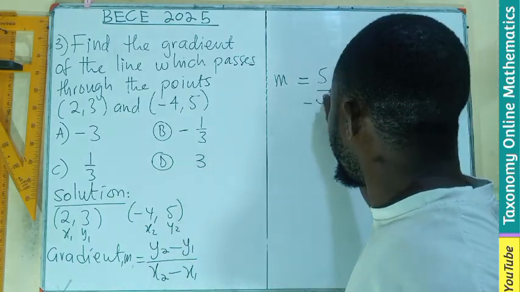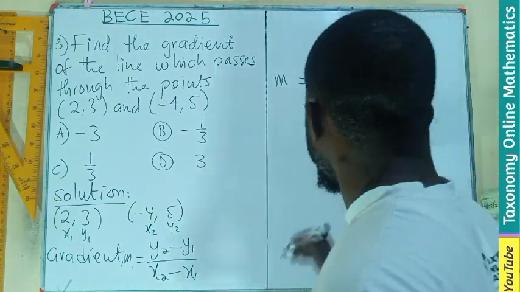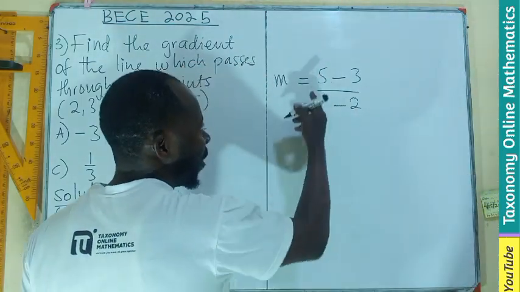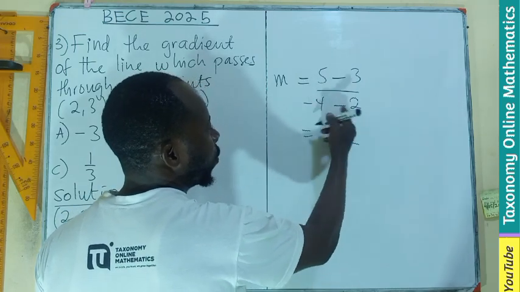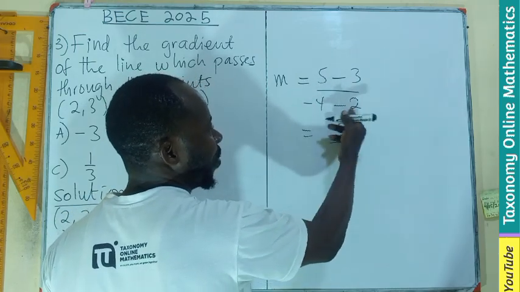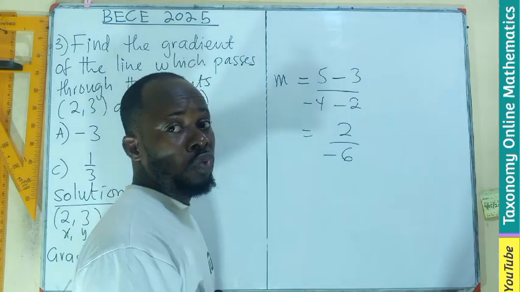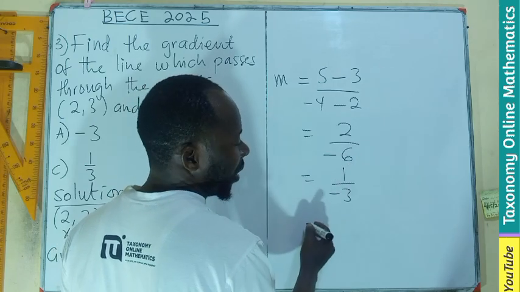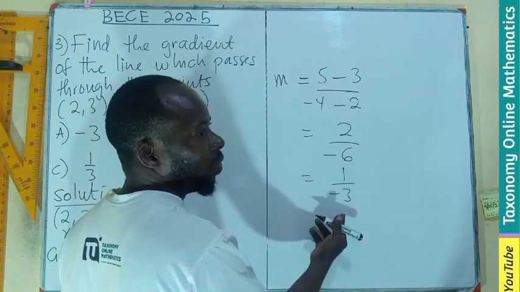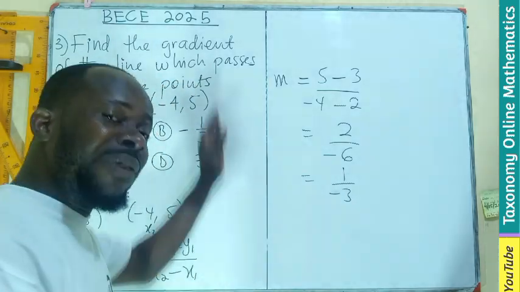x2 will be negative 4 minus the x1, which will be 2. What do we do in there? If you subtract here, you get a positive 2. This is more or less like negative 4 plus negative 2. That's negative 6. A common factor of 2 dividing all will give you 1 on top, negative 3 down. Either negative 1 over 3 or 1 over negative 3.